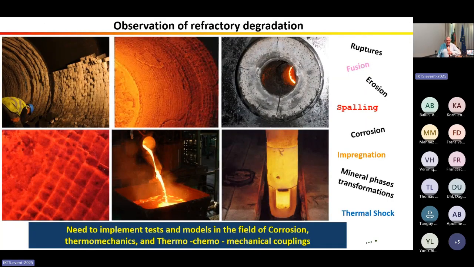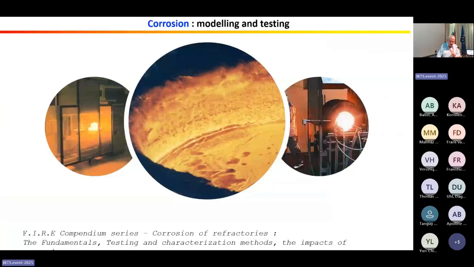But if we observe the refractory degradation in industrial situations, we observe that we have a lot of different mechanisms: rupture, fusion, erosion, spalling, corrosion, impregnation, phase transformation, thermal shock. So all these degradations need tests and models in the field of corrosion, thermomechanics, and thermomechanical couplings. Just look at corrosion modeling and testing.